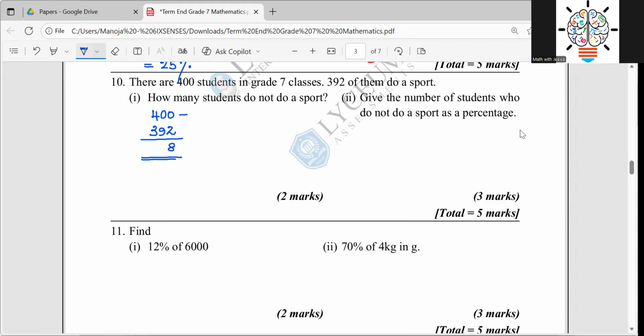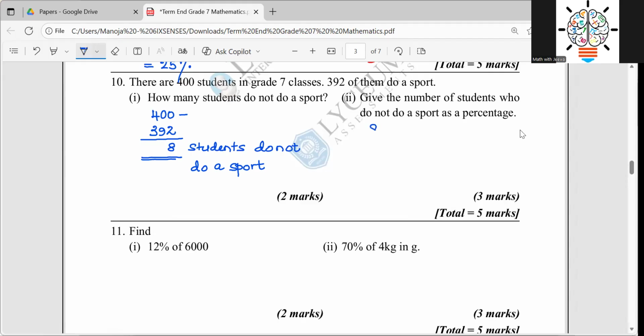So then the 8 students do not, because these are word problem children, right? Do not do a sport. Give the number of students who do not do a sport as a percentage.